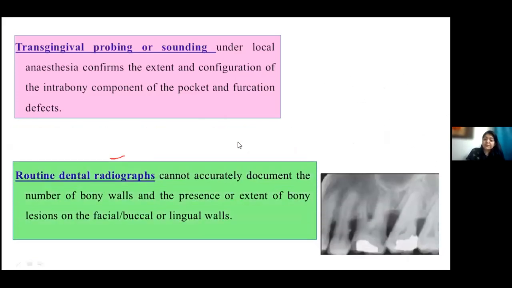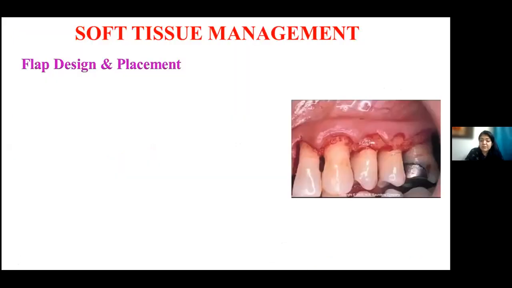Then you can take radiographs, of course. You have to take radiographs to see what kind of a defect it is. Is it a hemiseptum? Is it horizontal, vertical, a crater? The definitive diagnosis only comes with exploration. So you open the flap and that is where you actually see what the defect is for real, because even a radiograph is a 2D image at the end of the day.